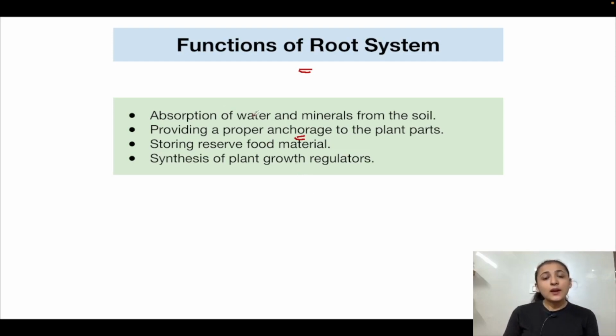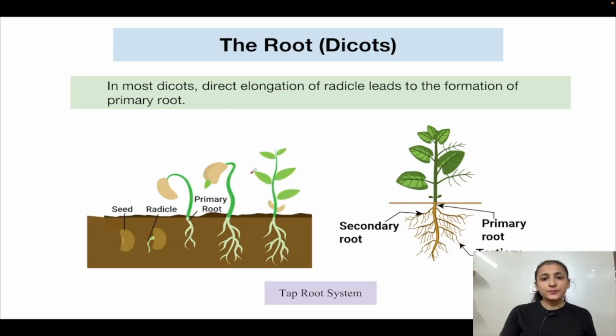Now, roots are also responsible for storing reserve food material. So in some conditions where the plant falls short of food or nutrients, it can always extract those nutrients or food material from the root part. Roots are also regions of synthesis of plant growth regulators. Certain plant growth regulators, certain phytohormones, are synthesized in roots also.